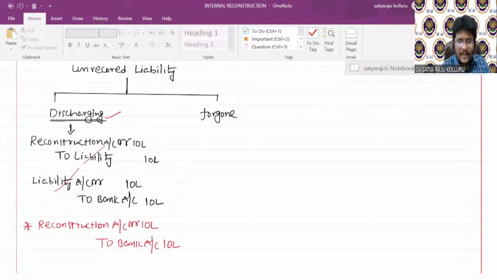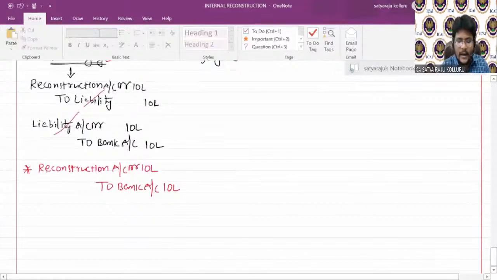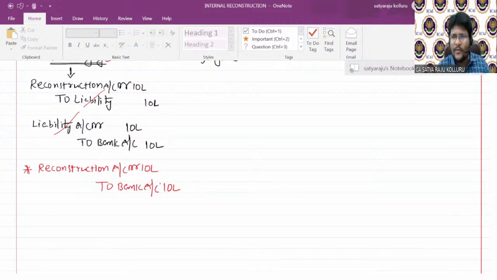For example, at the time of discharging, making payment for the unrecorded liability, if you are issuing equity shares, then what is the journal entry? Reconstruction account debit to equity share capital account. If you are issuing preference shares, reconstruction account debit to preference share capital account. If you are issuing debentures, reconstruction account debit to debentures account.